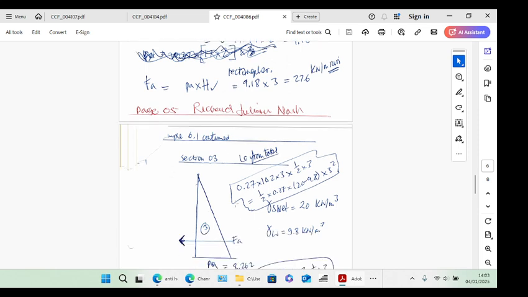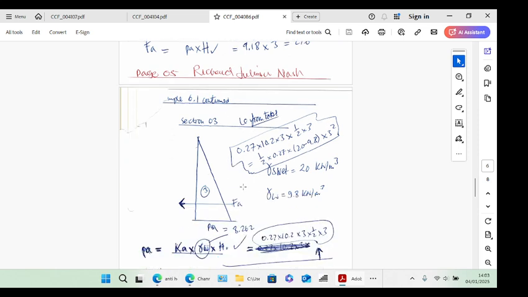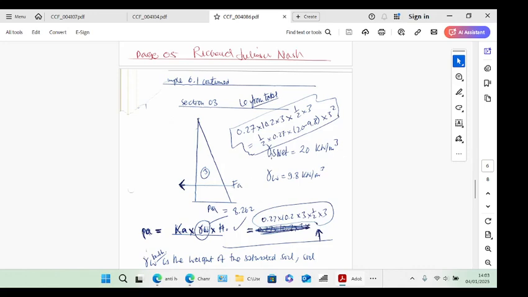So then section 3. Oh my goodness. The unit weight of the saturated soil is 20, and the unit weight of water is 9.8. If you take away the water from that, it's 11.2, and 0.27 times. Section 3: we want the PA at the base of the triangle for the dry component of the wet sand.